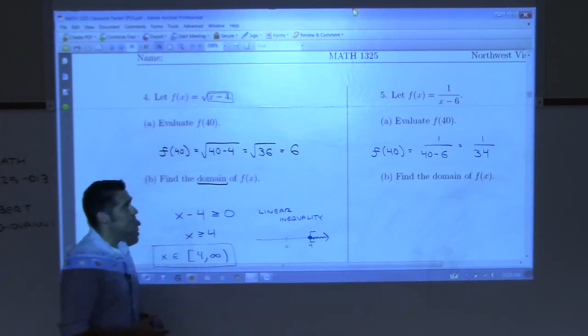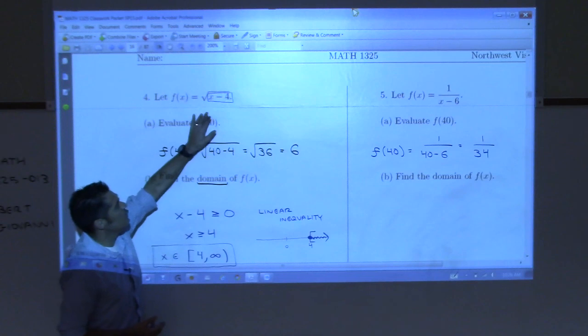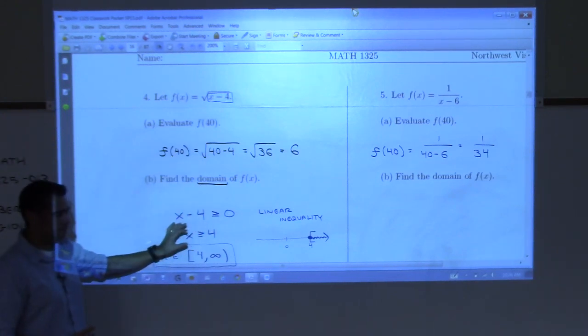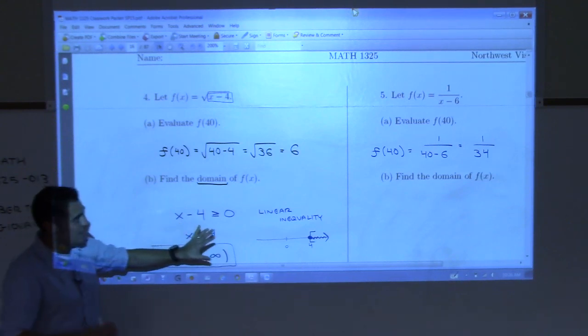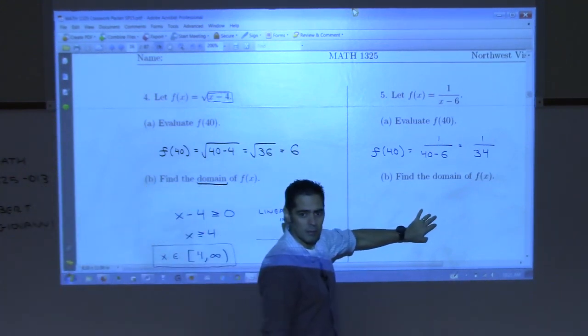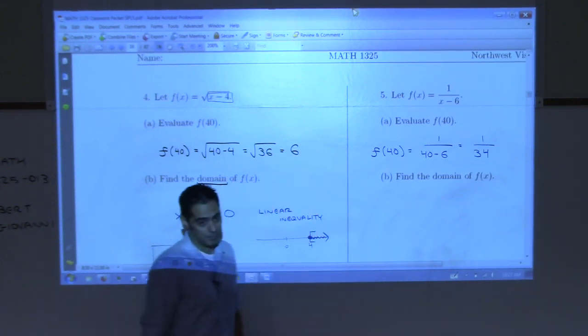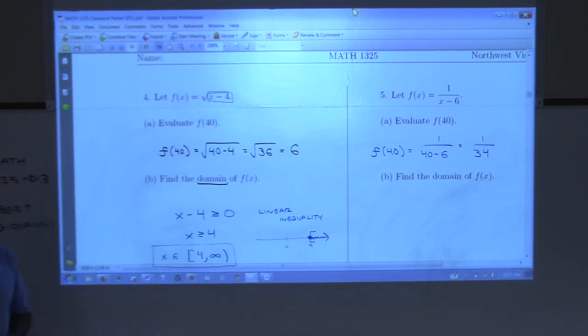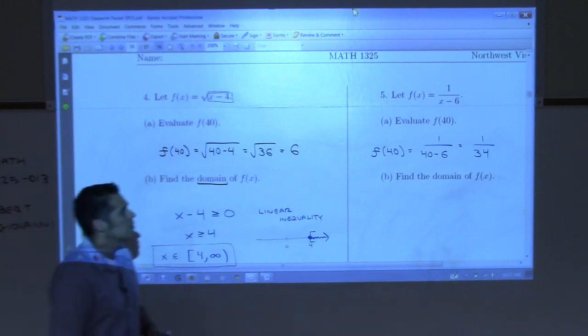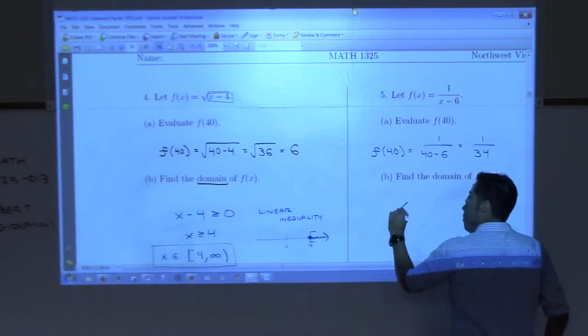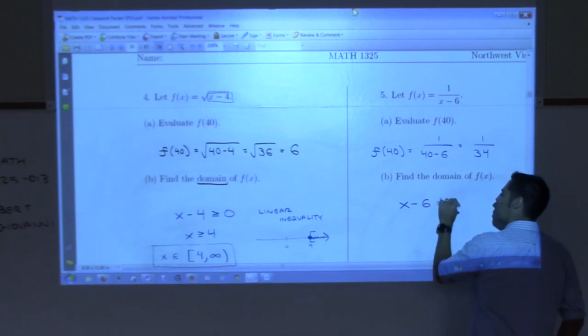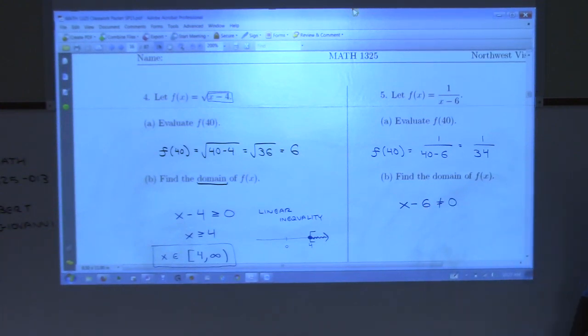All right, so domain-wise, remember how I said over here we needed x minus 4 to be bigger than or equal to 0? Can anybody tell me what I need to happen over here? Like what has to happen? Or you can also tell me what can't happen. The denominator can't equal 0. Everyone agree? So say it a different way: x minus 6 cannot be equal to 0. Why? Because then you'd have division by 0, right?